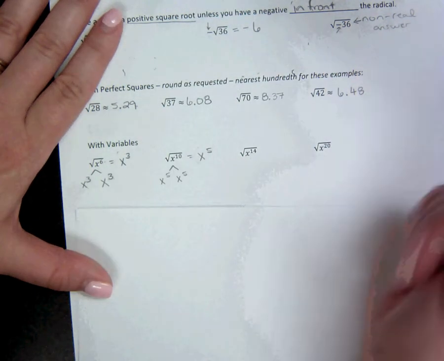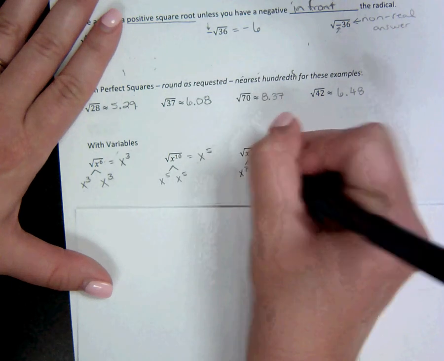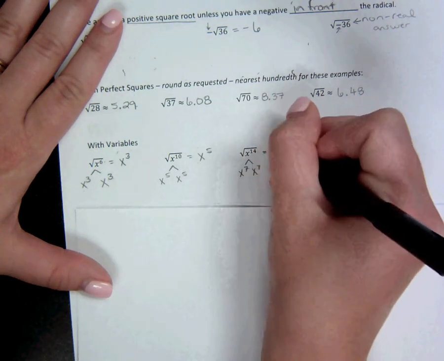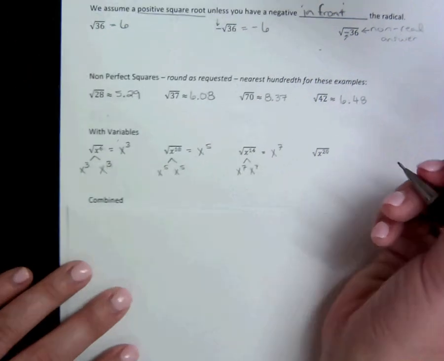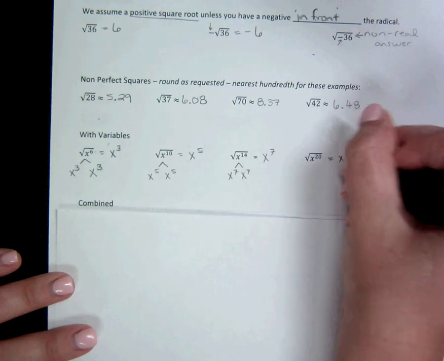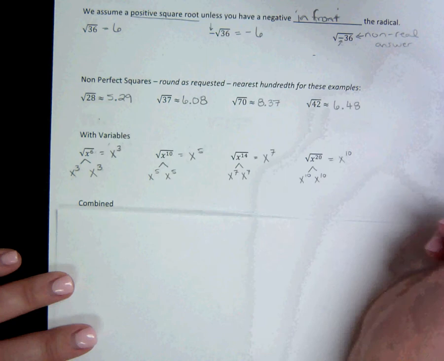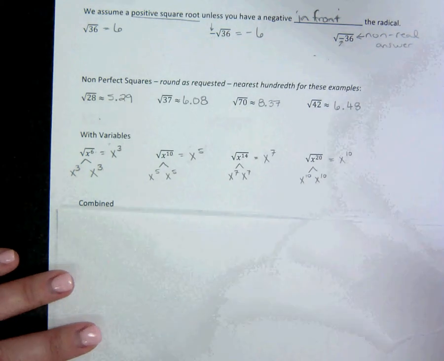Alright, so same idea with 14. That would be x to the 7th and x to the 7th. So the square root of x to the 14th is x to the 7th. And then finally x to the 20th would be x to the 10th. The square root is x to the 10th times x to the 10th is x to the 20th. And we'll work with this more.